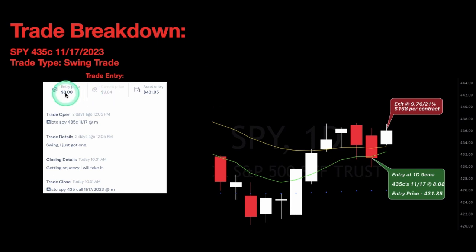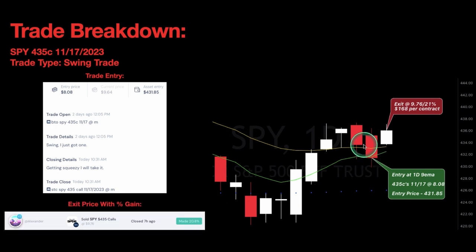So you're paying about $800 per contract. We entered at the 1 day 9 EMA. You can see this is the 9. This is the green. It's your 9. Yellow is your 21. We got 435 calls, 11/17 at 800 a contract. And for the entry on the asset price, you can see it's at 431.85. So it's going to be right about this area where it closed.